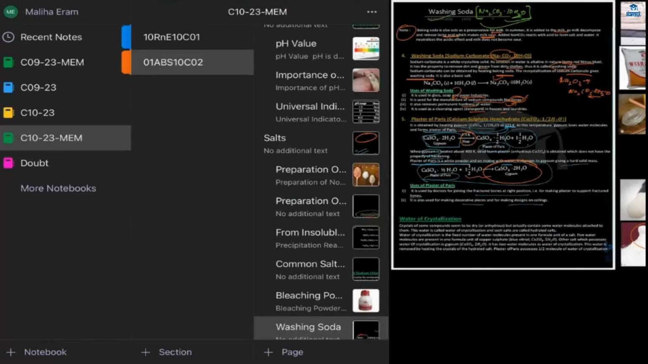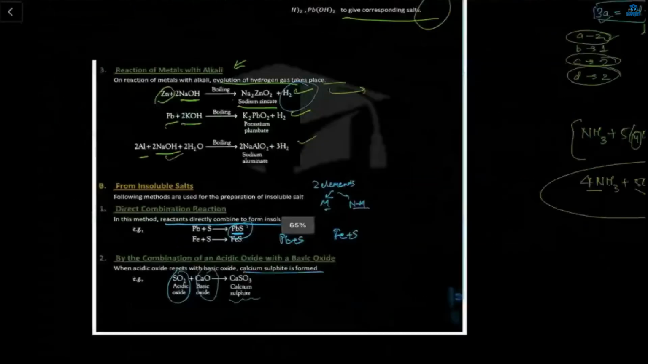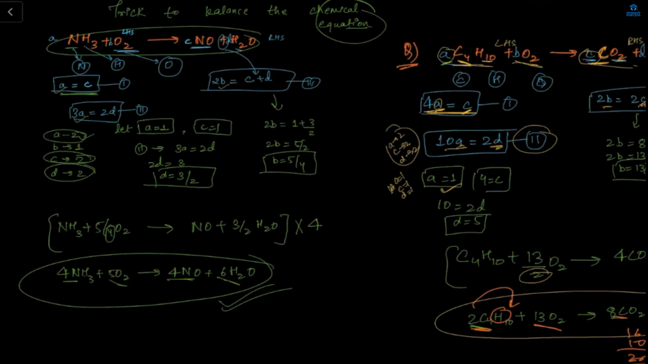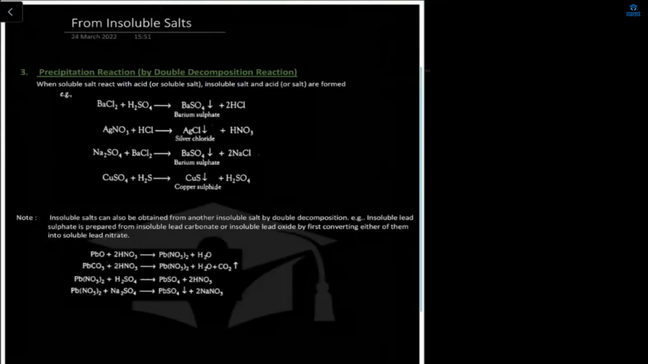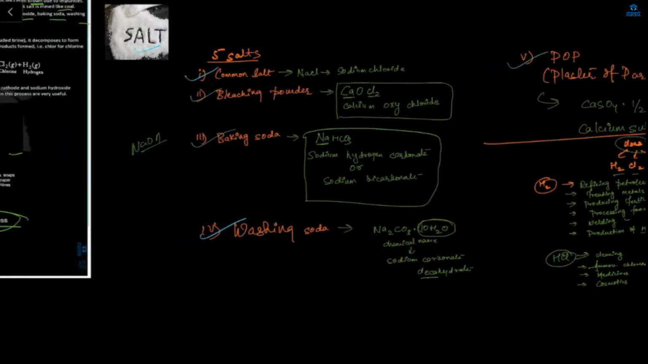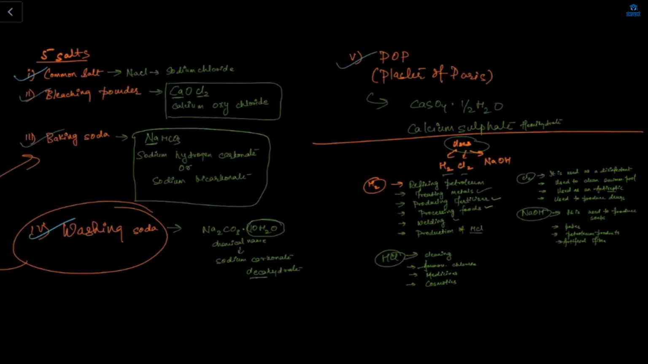Water of crystallization. But first, let me come over here. This is simply the preparation of the normal salt, the insoluble and the soluble one. Here first we talked about the five kinds of salts: common salt, bleaching powder, baking soda, and washing soda. We are forming washing soda with the help of baking soda only. When we heat this, we'll get washing soda. How are we getting common salt?